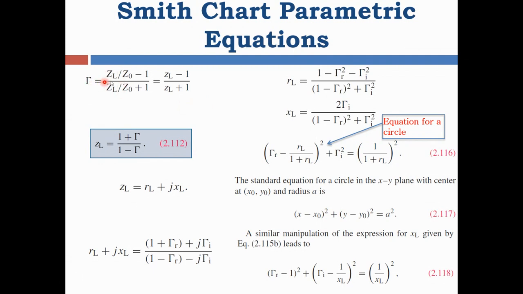So basically we start with gamma is equal to ZL minus Z0 over ZL plus Z0, but we divide both the numerator and denominator by Z0, and we get small case z sub L minus 1 over small case z sub L plus 1, where this small case z sub L is called the normalized impedance.